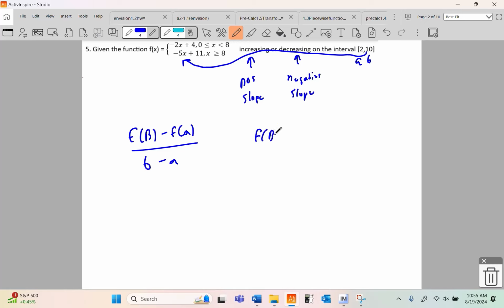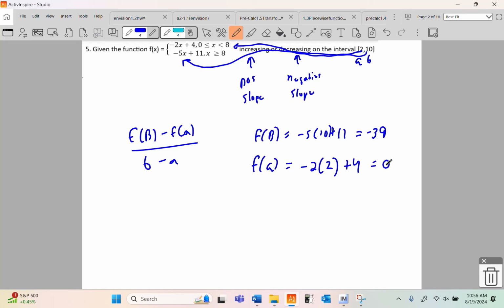That's the issue with this one. Where do I plug in? Some kids will get that, some kids won't. So negative 5 times 10 is negative 50. If I add 11, I'm sitting at negative 39. The 2 gets to be plugged into the top equation because the top equation accepts values between 0 and 8. That'll be my f of A. So I have a negative 2. I encounter an x, which becomes 2, and then I add 4. And this ends up being 0.